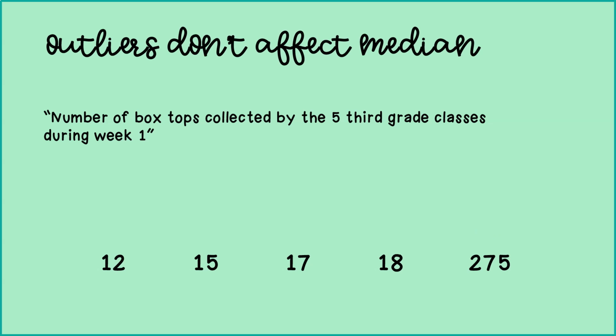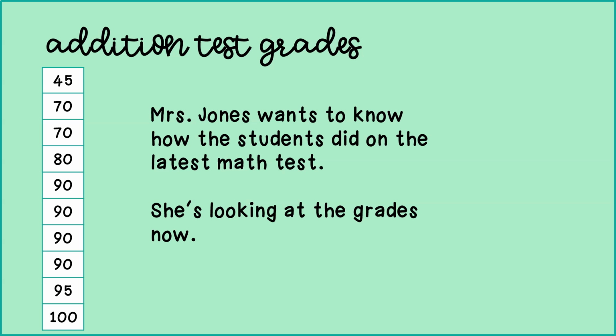Our median is still 17 because that still represents the center of the data set. So median has that specific purpose. It's not affected as much by outliers, but it represents the center of the data set. You can think about it as the typical response or the typical data point. Still 17.